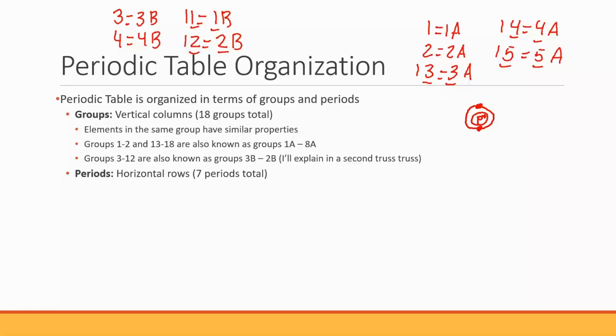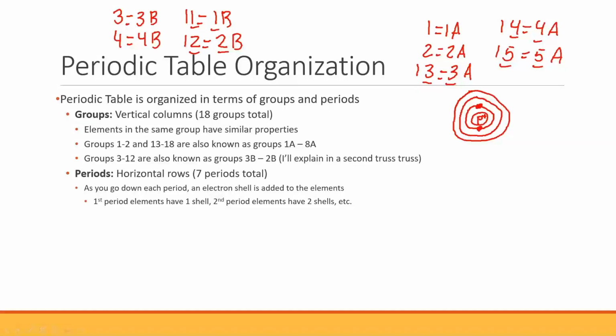Now, you can easily count the number of shells by just looking at the row number. So if you're in the first period or the first row, you'd have one shell. If you go down a row, you're going to encounter elements that have two shells. If you go down another row to the third row, you're going to experience elements that have three shells, and so on and so forth. Obviously, the maximum amount of shells that you can potentially have is going to be 7. And again, as you go down a period, you add an electron shell. And so an element in the first period will have one shell, an element in the second period will have two shells, and so on and so forth.